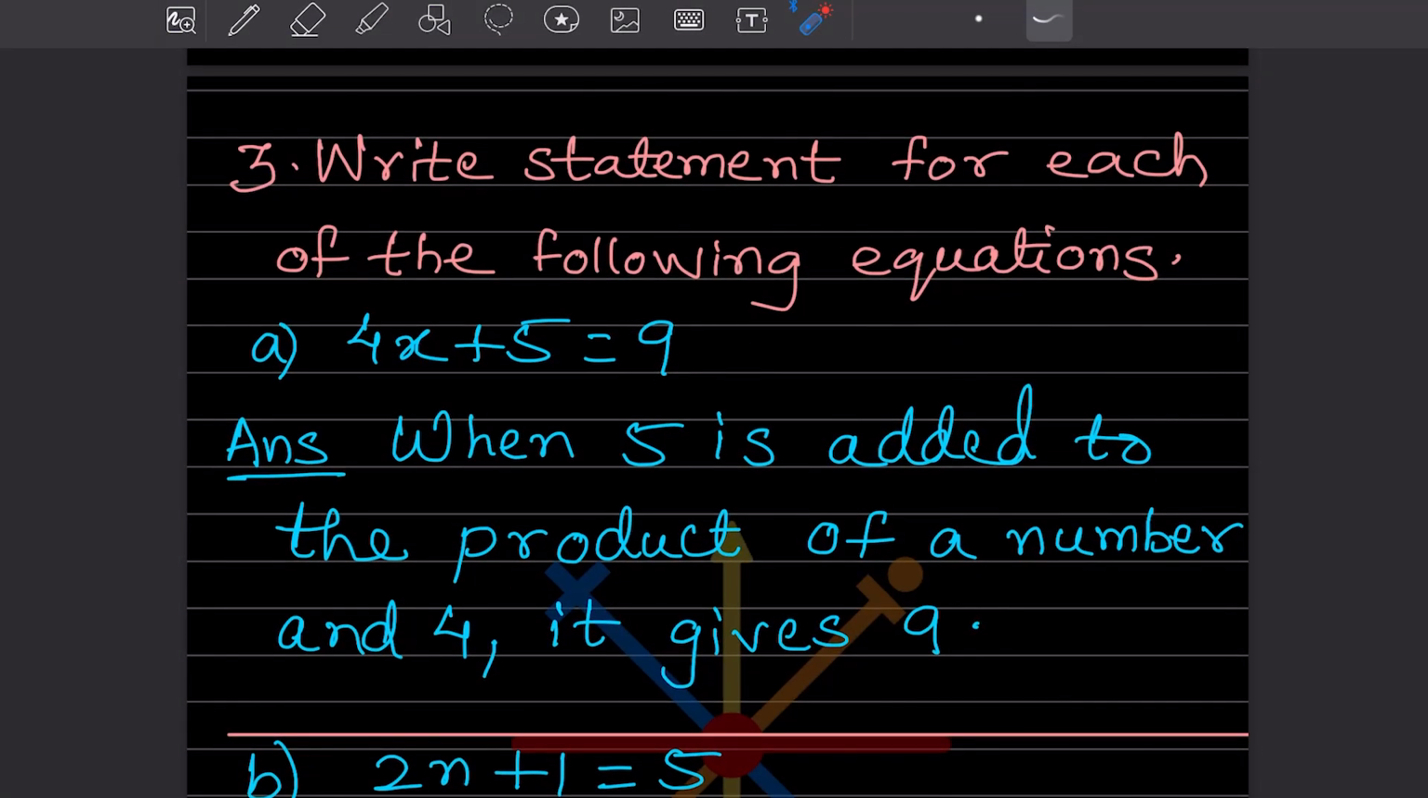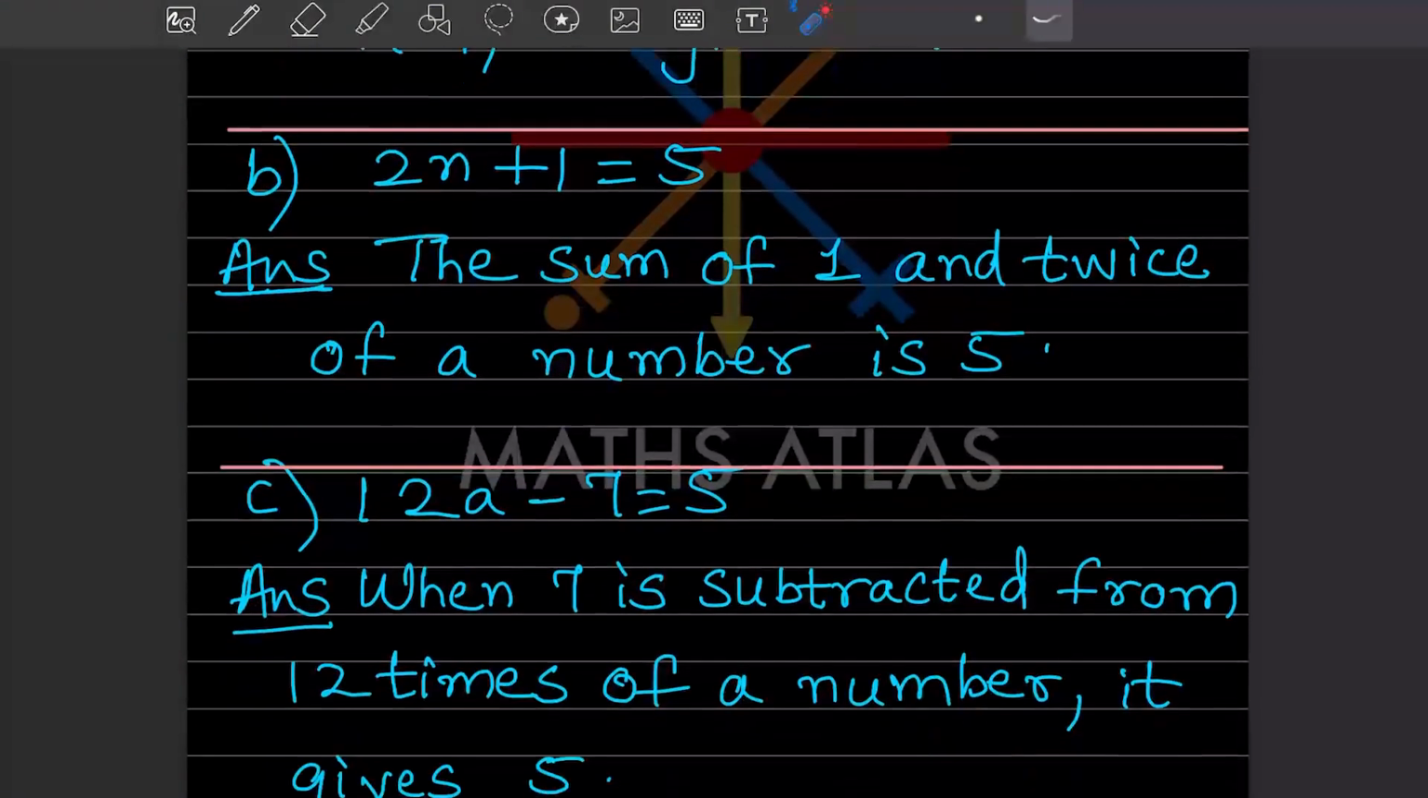So now look at here, they have given the equation, and they have asked you for the statement. Okay, so now look at here, what did they say? 4x plus 5 is 9. So whatever the equation is, the same thing we have to write in the form of a statement. So what is here? 5 is added, so 5 is added to what? 4x means what? Product of a number, this is a number, and 4. Okay, and it gives 9, so is equal to 9. So that is the statement you have to write. Okay, so nothing to explain over there.